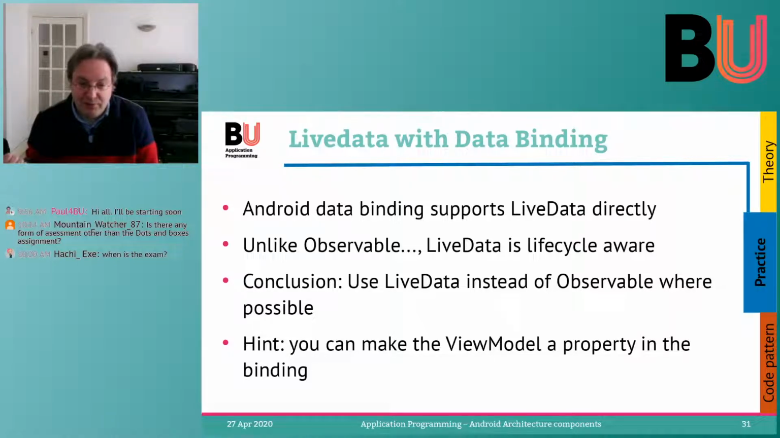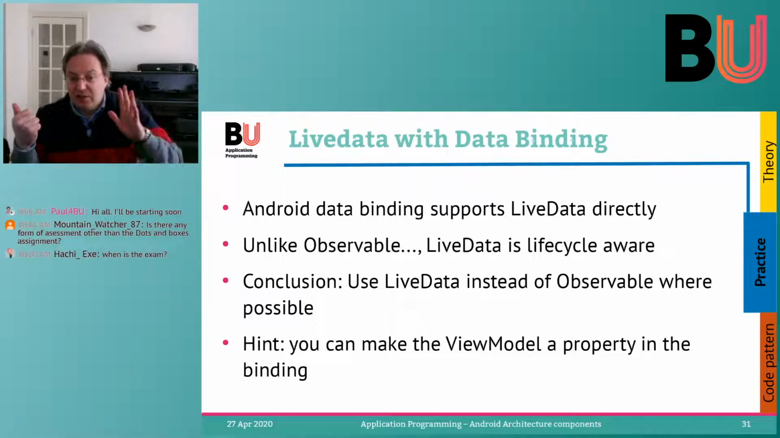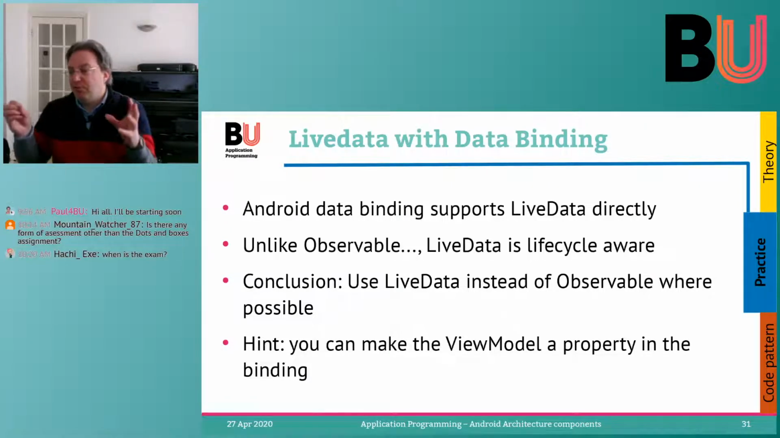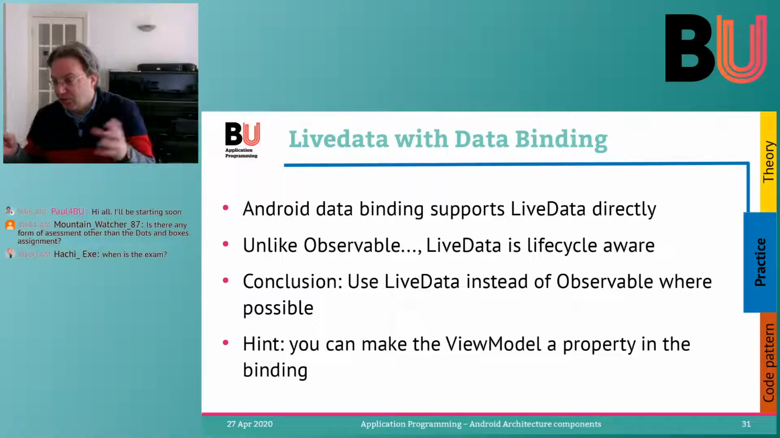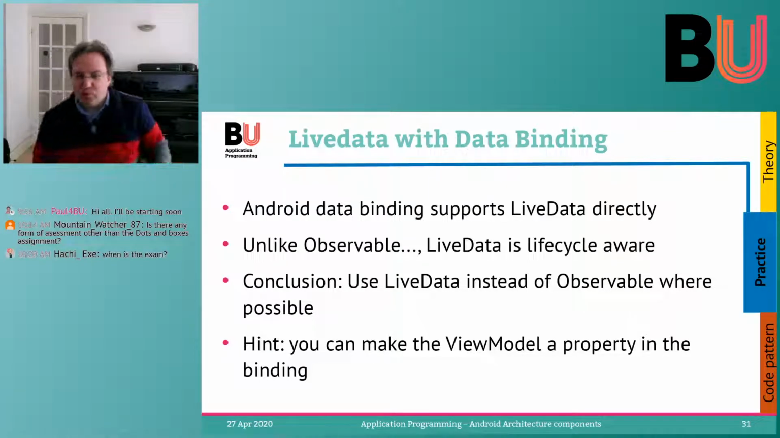And one of the things I didn't say about data binding is that data binding actually has the ability to transform getters and setters into regular property access. So if it has a get user, you can actually just access it with user, even if it wasn't written in Kotlin. Kotlin does something similar for Java-based properties, but data binding does so as well.